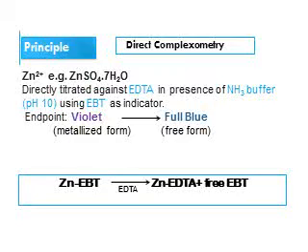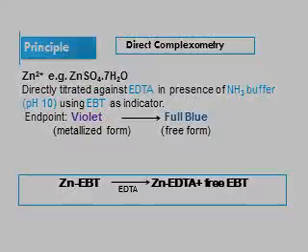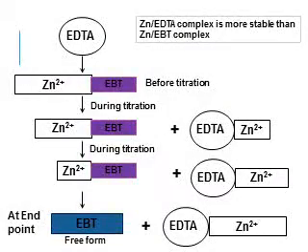What is the equation? When zinc-EBT is present, and EDTA is added at the start of the titration, EDTA will replace EBT, and we can see the free indicator color. From the beginning we have zinc forming an aqua complex, with some of the zinc forming the violet color with EBT. During titration the zinc aqua complex will decrease, and at the end point EDTA will replace the EBT, and we can see the full blue color, the free form of EBT.